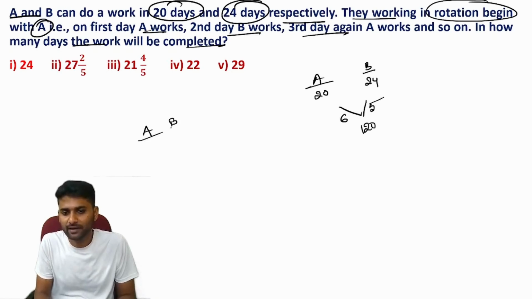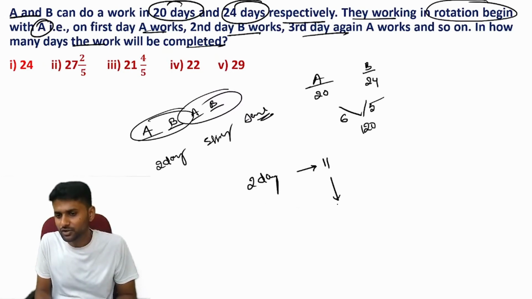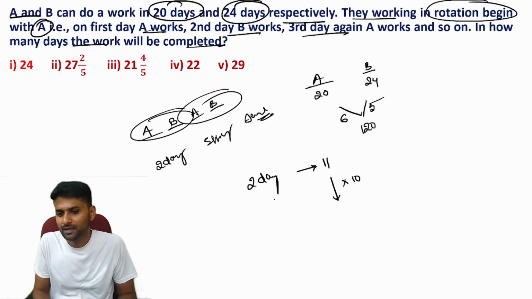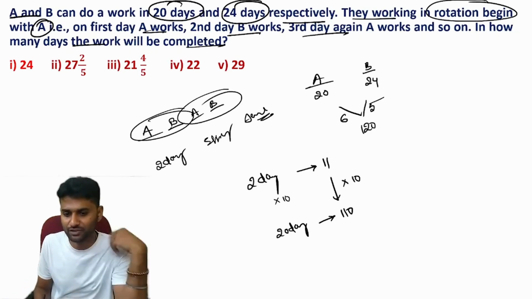Day 1 A, day 2 B, day 3 A, day 4 B. Now you should understand that every 2 days the efficiency is the same. In 2 days, they are going to complete 11 units. You never get 120 as a multiple of 11, right? That's why we will take the nearest multiple. If you multiply both sides by 10, then 20 days, in which they complete 110 units. But the total number of units in this work is 120.